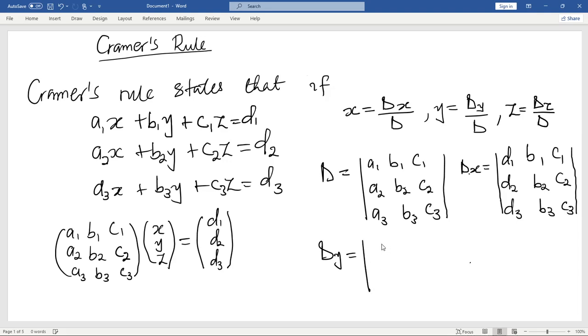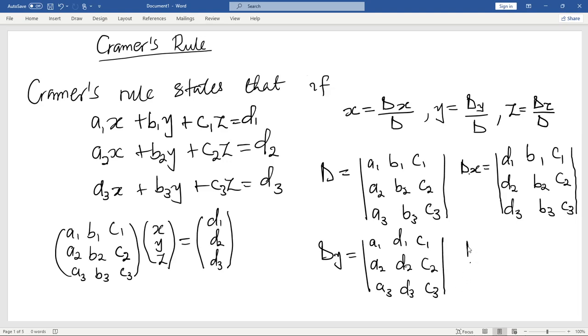Here the coefficients of x remain constant, and the coefficients of z remain constant. What we replace are the coefficients of y in this case. So we have a1, d1, c1, a2, d2, c2, a3, d3, and c3.